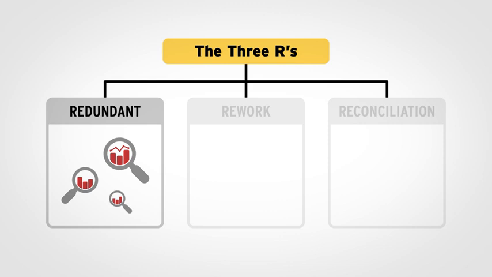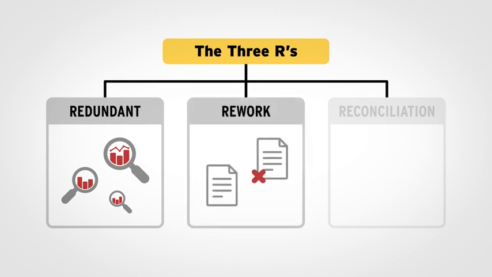Another type of data-related inefficiency is what we call rework. It stems directly from redundant work. Because several of us do the same work, we make mistakes. And when we catch these mistakes, we need to fix those mistakes or do rework. This rework adds no value.